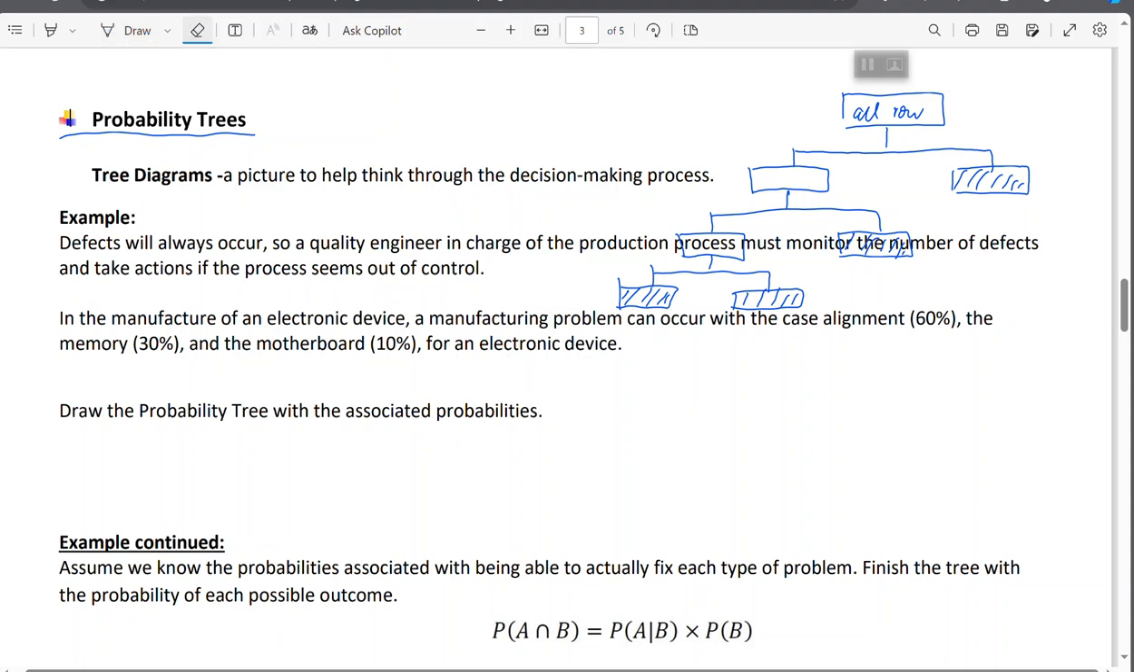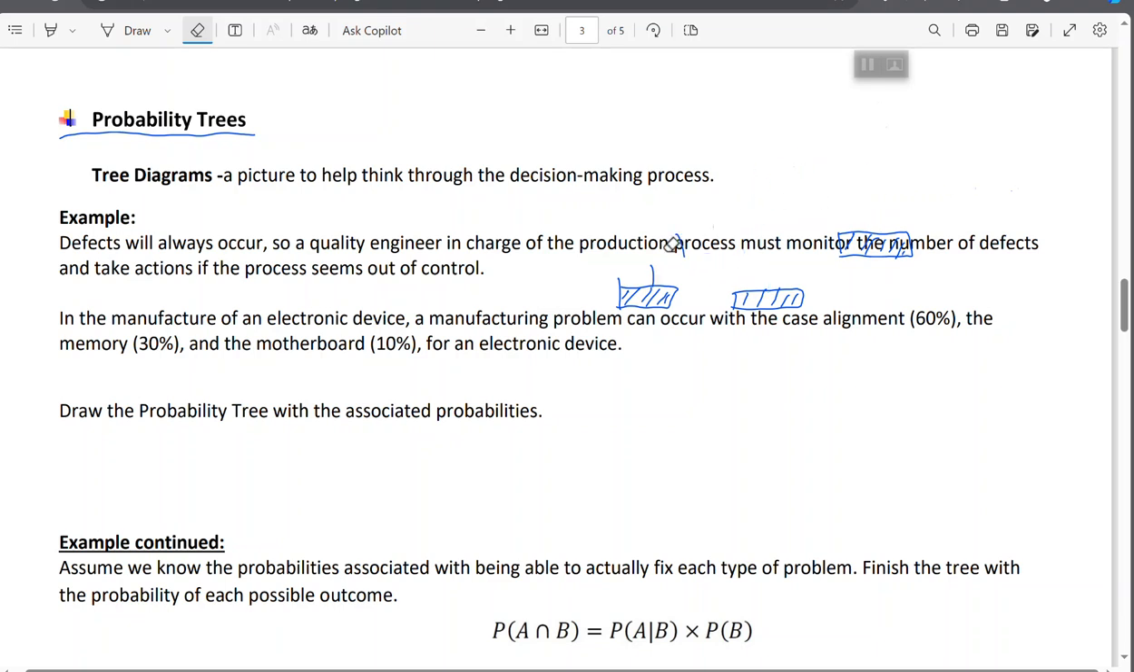All right, so it is a similar idea in the probability tree. We also start with all the objects, all the observations, and then we divide them into different subgroups until the end so that we can make some calculations to understand the facts better. All right, so to understand this probability tree, let's start with this example.